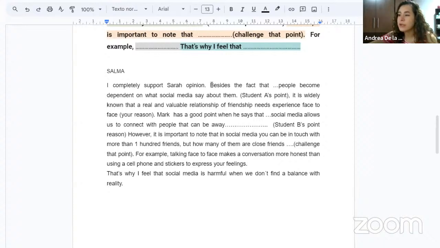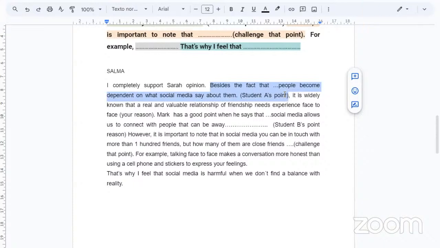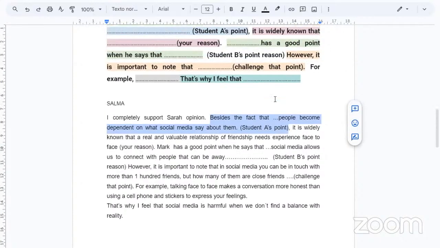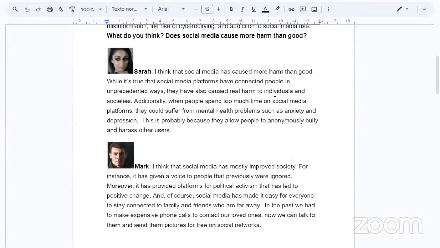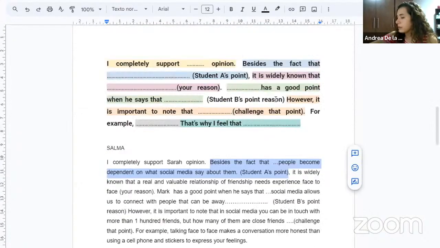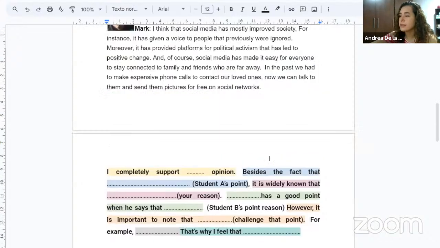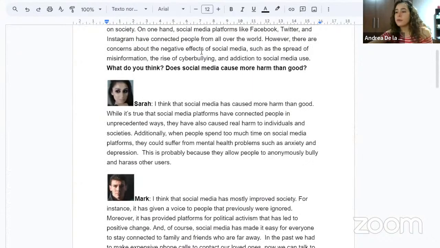Okay. Is this really what Sarah says? Salma, you sure? I'm not sure, but she said that the people have anxiety because of what people say about them. Okay. Yes, maybe. I would maybe try to mention the mental problems or mental health, mental well-being, something like that. Because, yes, I think you're right. It's a way of paraphrasing it, but I don't know. You can go a little bit more general.